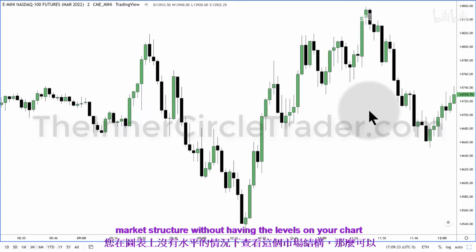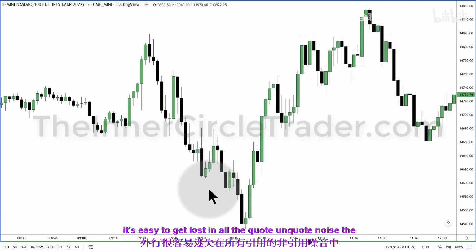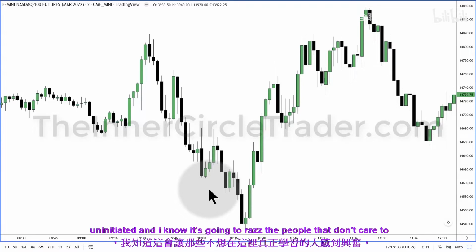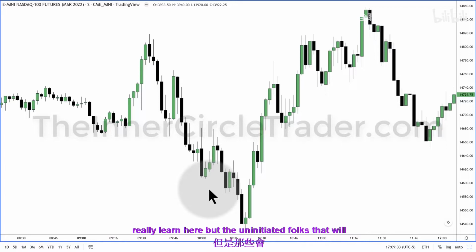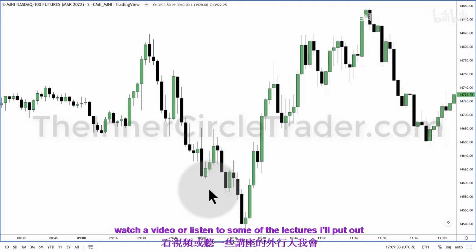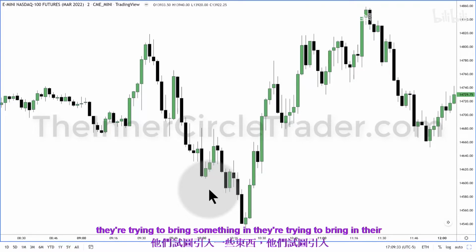If you look at this market structure without having the levels on your chart, it's easy to get lost in all the quote-unquote noise. The uninitiated, and I know it's going to razz the people that don't care to really learn here, the uninitiated folks that will watch a video or listen to some of the lectures I put out, they're trying to bring something in.